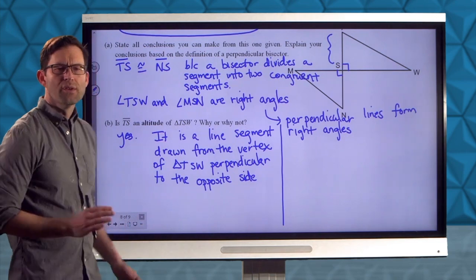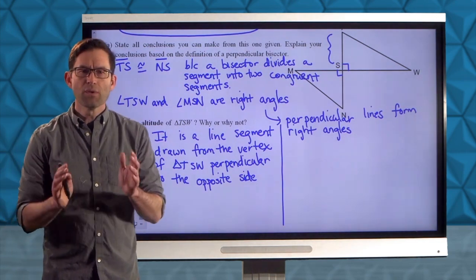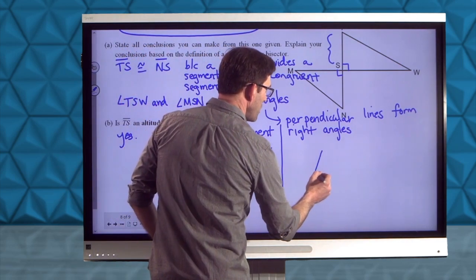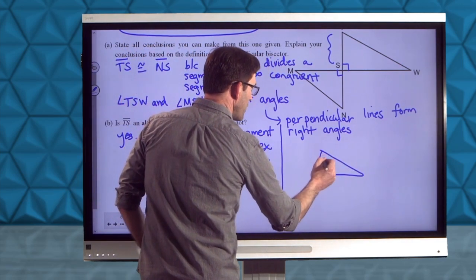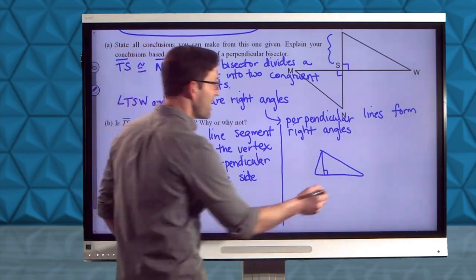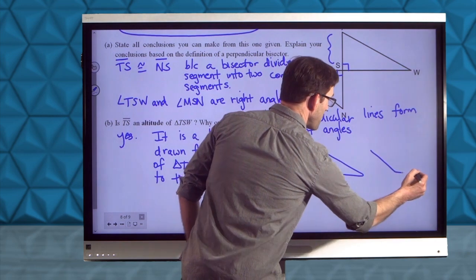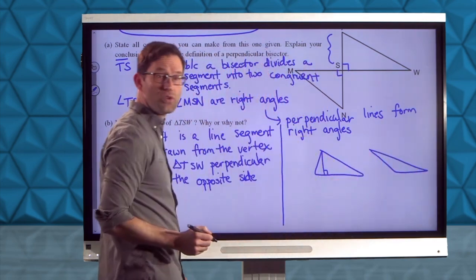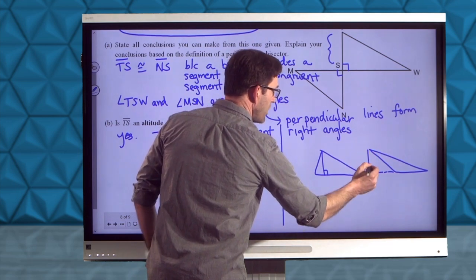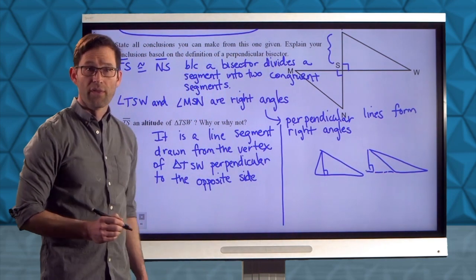All right? So altitudes are important. Most of the time, in your garden variety of triangle, when we draw an altitude in, it isn't one of the sides of the triangle. In fact, it doesn't even have to be inside the triangle. You could have something like this, a nice obtuse triangle, and then a dashed line. That would be an altitude right there.